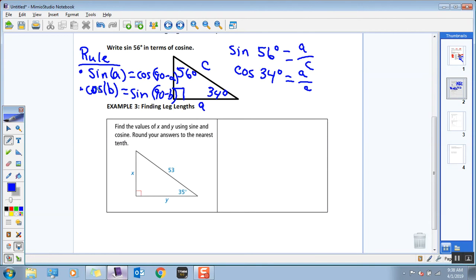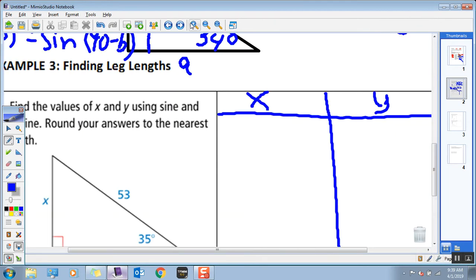All right, next one says find the values of what and what, kids? X and Y. Okay, I'm going to divide this into two halves like this. I think I can pull it off this way. Let me blow this up a bit. Let's find x first, and I'll put y over here, kind of like a T-chart. You ready? All right, here we go.